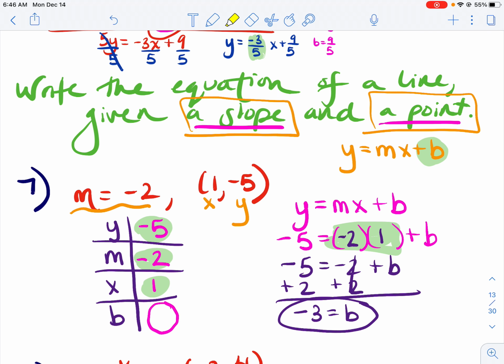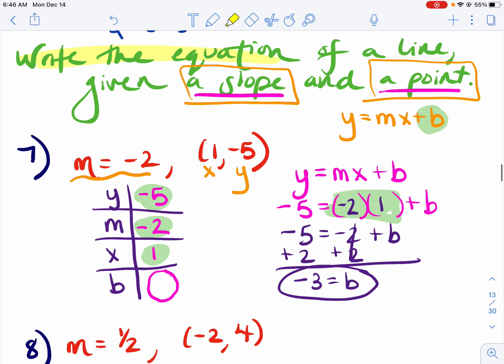Now, a huge mistake we see all the time is that students will do all this amazing hard work and forget to actually solve the question. The question says write the equation of a line. So we're going to use our m value, which is -2, and our b value, which is -3. So our final answer is y equals -2x minus 3.